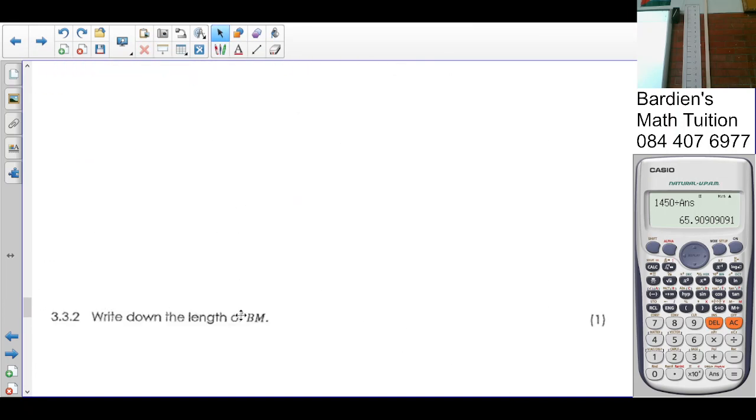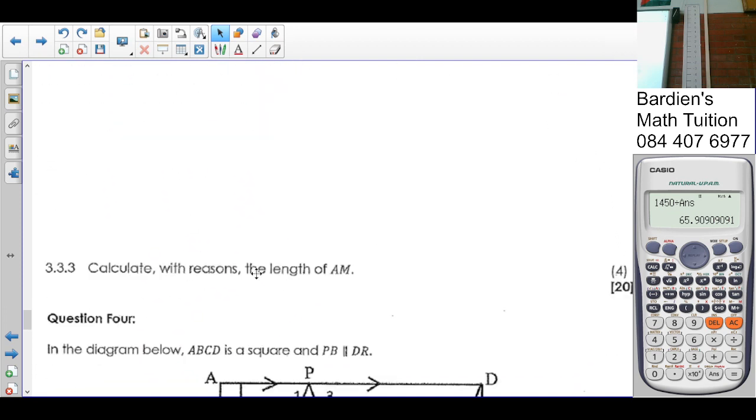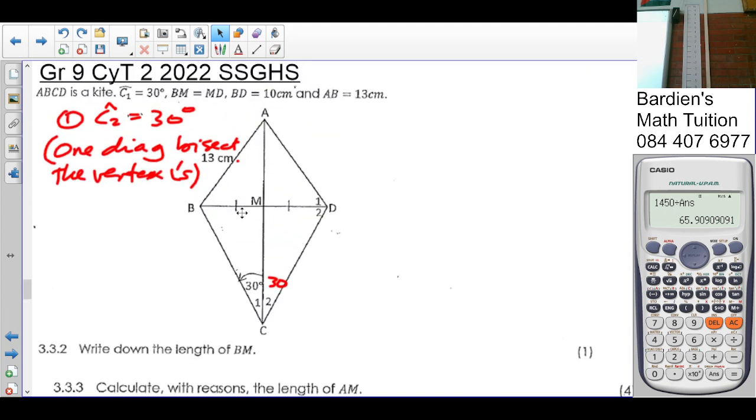Let's look at number 2. Number 2 says, write down the length of BM. So if you're looking at BM, we are also told that DB, this whole length here, the length is 10 centimeters, okay? So what is the length of BM? Who's half of that? So you say BM is equal to 5. Why is it 5?